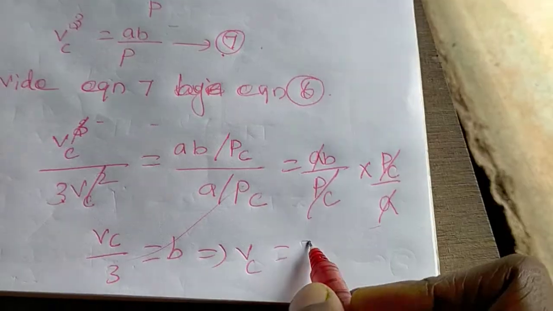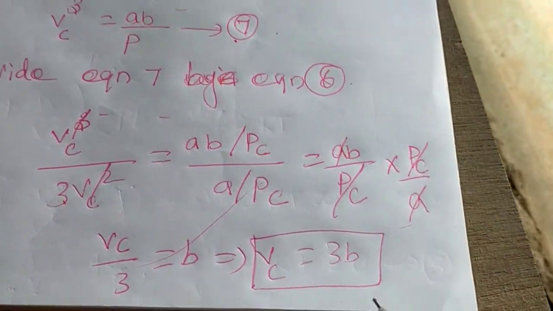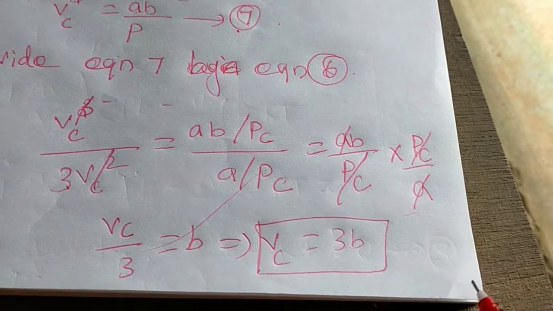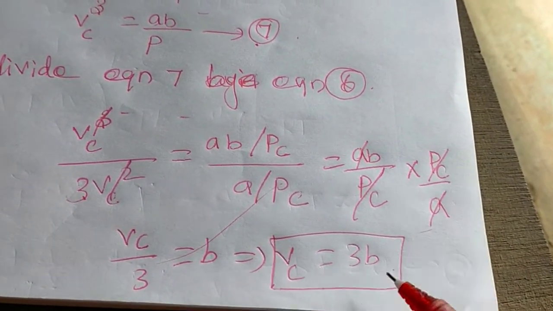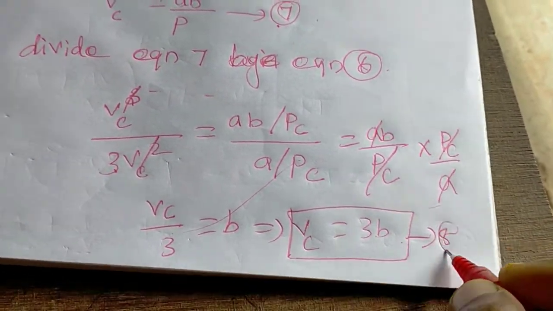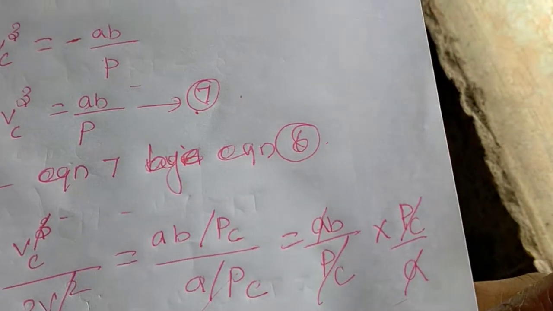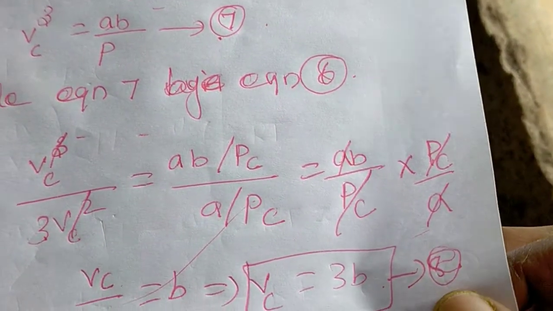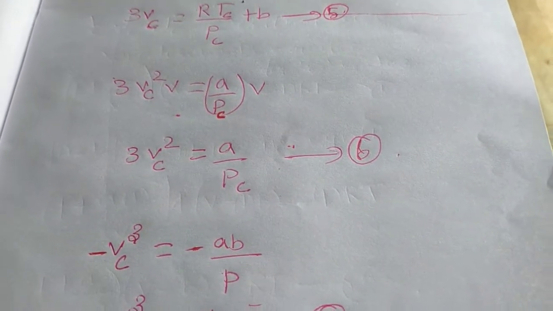VC is equal to 3B. So we have found one value, VC, the critical constant of volume. So the critical volume we found is 3B. Name this equation number 8. To find the PC value, we have to substitute this equation 8 into equation 6.